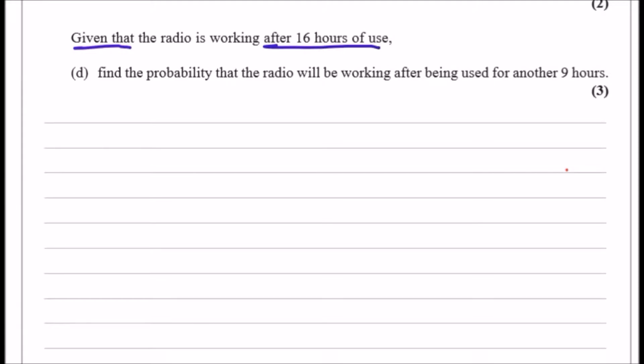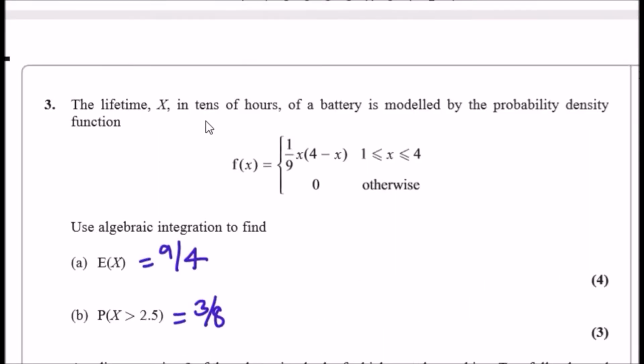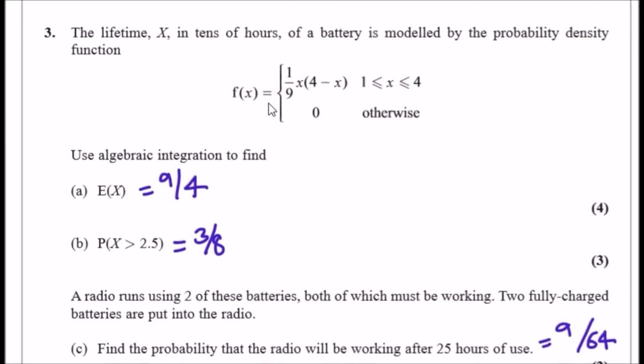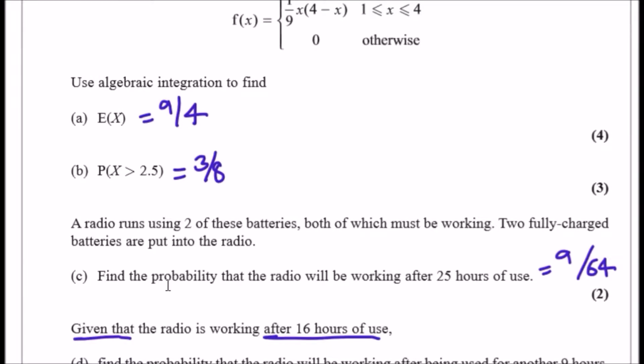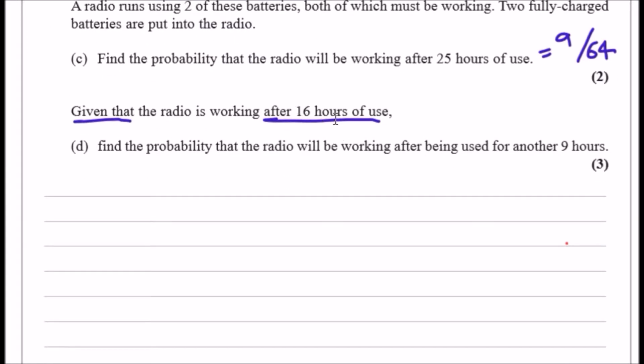And it says after 16 hours. So this is immediately x greater than this variable. One thing to know, we're working in tens of hours, and as you recall from part C, when it said find the probability that radio will be working after 25 hours, this literally meant x greater than 2.5 because of the tens of hours system. So literally this means x greater than 1.6. So let's go over here, solution for D. We know firstly that the bottom variable, the given that part, would be x greater than 1.6. So it looks like we need to solve that.